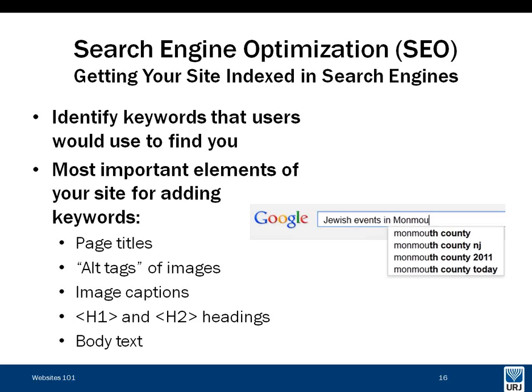So in the example I used here, somebody is typing in Jewish events in Monmouth County, New Jersey. And you can see all of the other suggestions that Google has put in that come up. So that's an interesting exercise to do to see what the most popular searches are that start with Jewish events in Monmouth. And when you've identified your keywords that you want to use in your site, then you start adding them into the elements of your site.